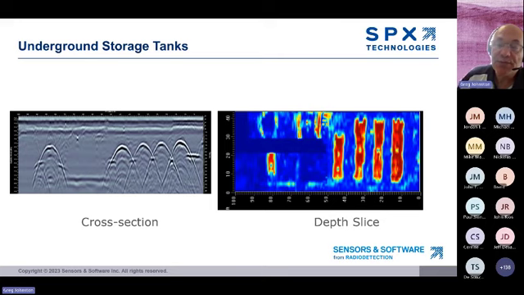Another example shows 5 underground storage tanks at a gas station. You can't extract the diameter of the tanks, but in the depth slice, you can tell the approximate length of the tanks because the reflection just drops off right at the edges here. So we've got a pretty good idea of the length of the tanks. But as some of you know, we're not going to be able to determine the exact diameter with the GPR data.